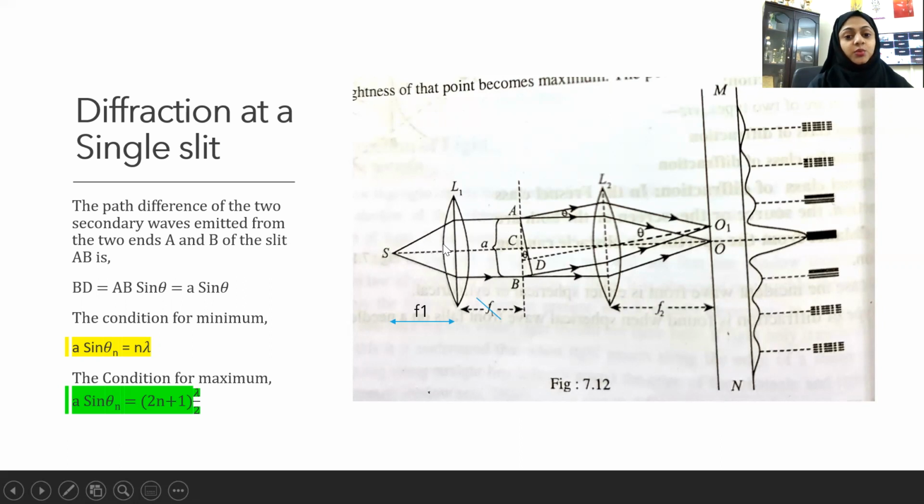Now if light were not a wave, we would see all the light rays focused only at a point O. But light shows diffraction, which means there is a bending of light rays when they pass through a narrow slit. Therefore, instead of focusing only at a point O, we can also see light at point O1 and maybe O2, O3, O4, etc. Here you can see the intensity of light plotted on the screen.